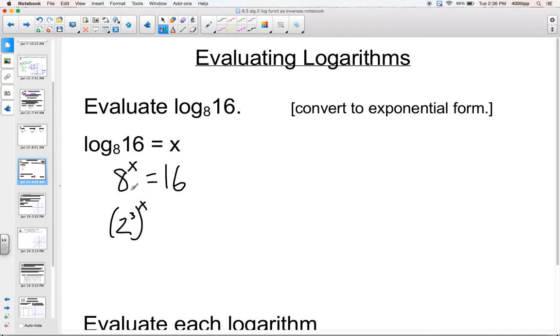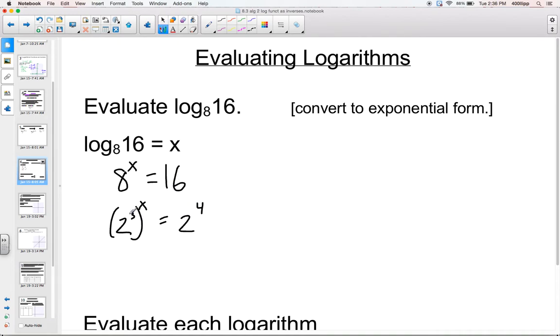And then I still have my x, so I'm just rewriting it right now. 2 cubed is equal to 8, so I just rewrote that. And then 2 to the 4th power is equal to 16. So what I just did here is I made them have the same base of 2. This works out because 2 cubed is 8 and 2 to the 4th is 16.